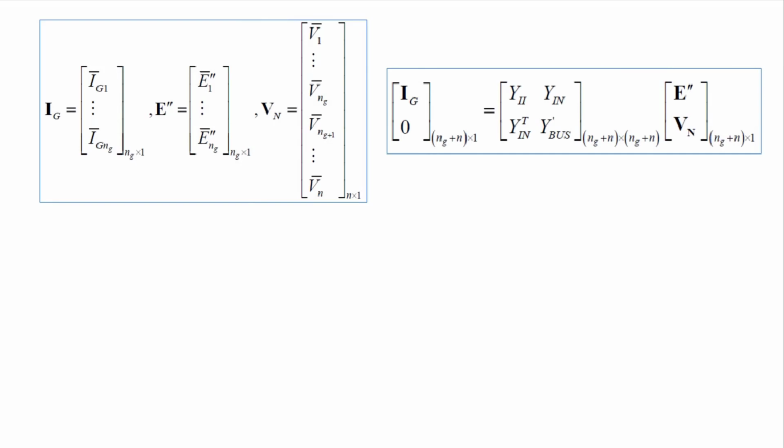So this will be your complete equation, which we got: Ig0, Yin transpose, Y-bus dash, and this is the extended Y-bus, where the size of the Y-bus matrix is Ng plus N into Ng plus N, right? And this Vn represents your bus voltages, and E double dash represents the internal voltage of the generator.